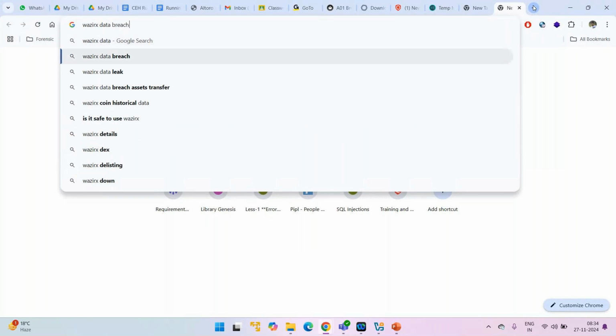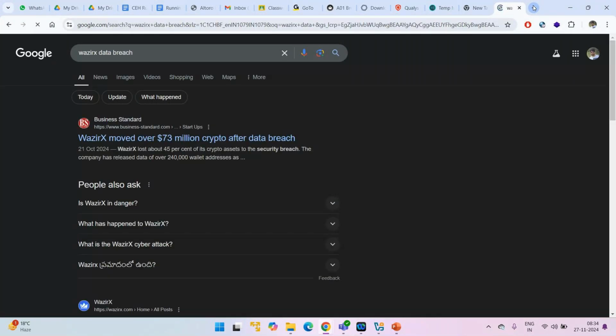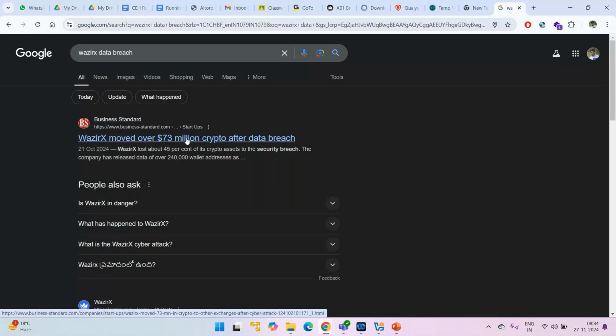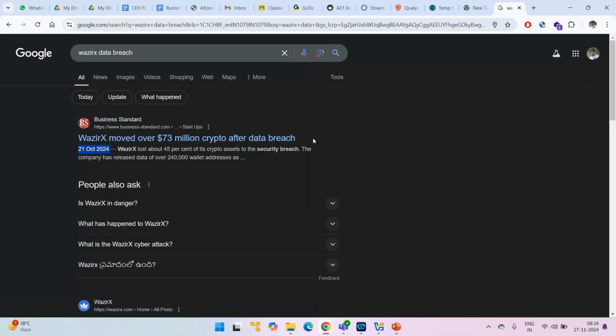So Vazirix is a very famous cryptocurrency platform. It just recently got breached. Now they have stopped the entire operations itself. You can see it's not running now, right? So Vazirix has moved 73 billion crypto after a data breach.